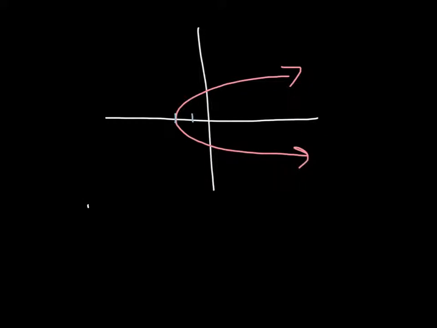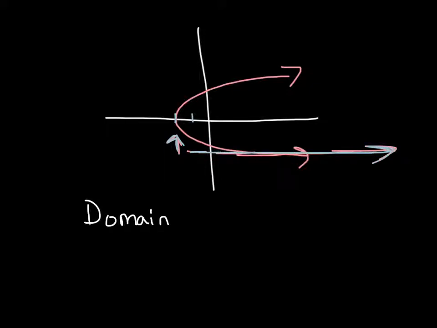Well, the domain, which is all the possible x values, looks like it's going to start at this point, and then go right forever. So x could be really anything right of that point. And that point on the x-axis is -2. So I'm going to say that x has to be greater than or equal to -2. And the reason I say greater than or equal to -2 is the parabola actually goes through that -2.